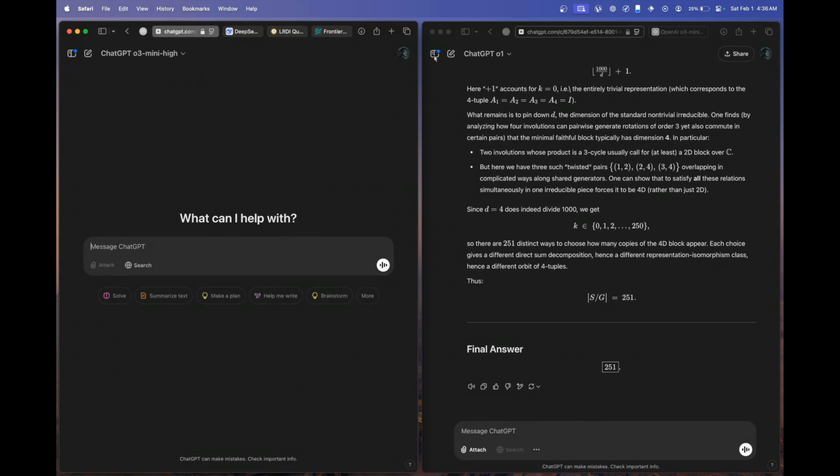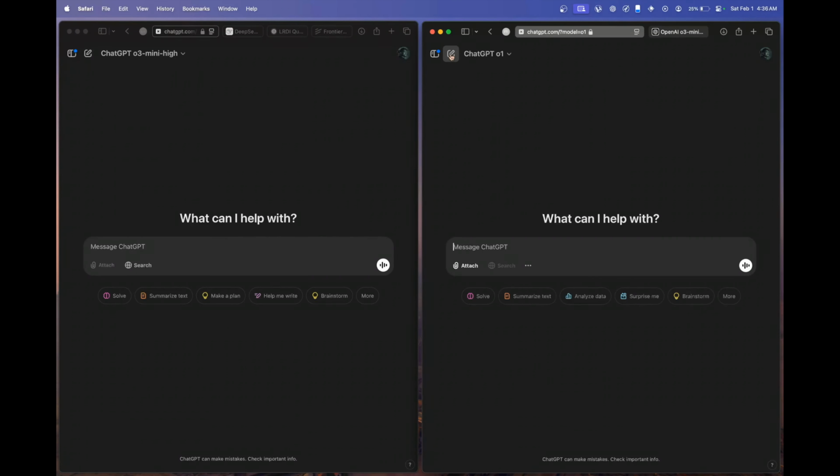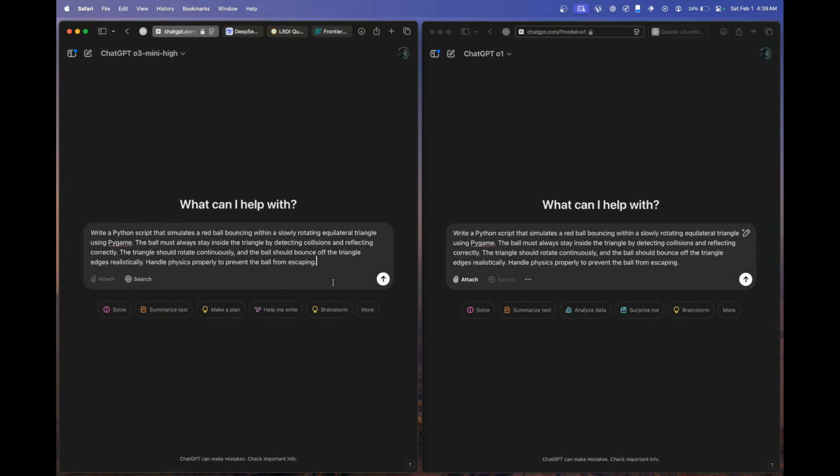So now let's move on to the final section, that is the coding section, which is the most interesting. So this is the first coding question. Write a Python script that simulates a red ball bouncing within a rotating equilateral triangle using Pygame. The ball must always stay inside the triangle by detecting collision and reflecting correctly.